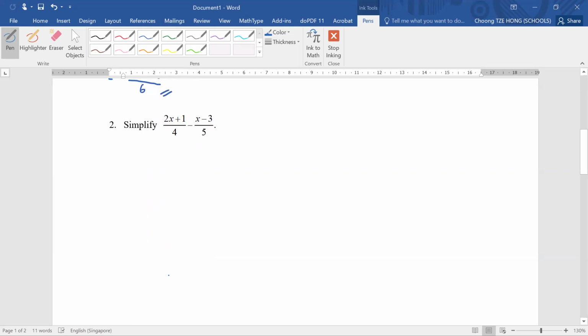Over here we have 2x plus 1 over 4 minus x minus 3 over 5. Once again, think about the lowest common multiple of 4 and 5. It should be obvious that you need to times 5 here and times 5 here, and then this one you times 4 and times 4. All right. So from here we will have, same thing. Remember what I told you just now? Write it this way first.